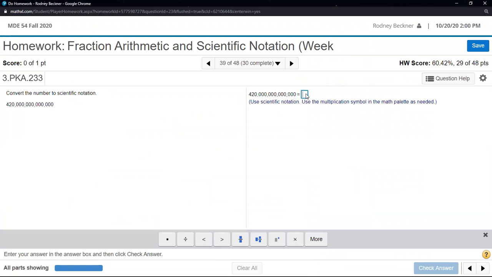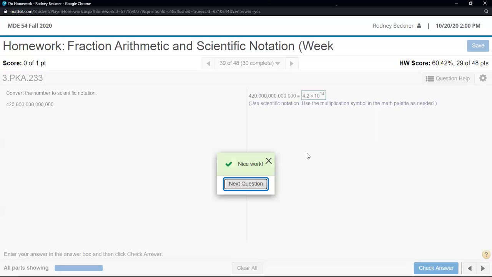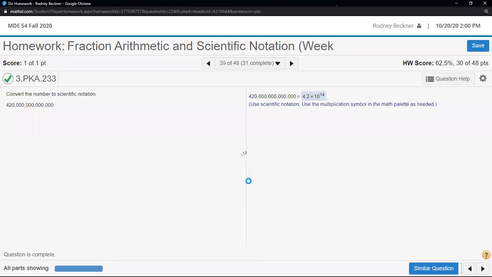So 4.2 times 10, and then we hit our exponent button, which is right here. I believe it was 14. I hope that's right. Yes. There we go.